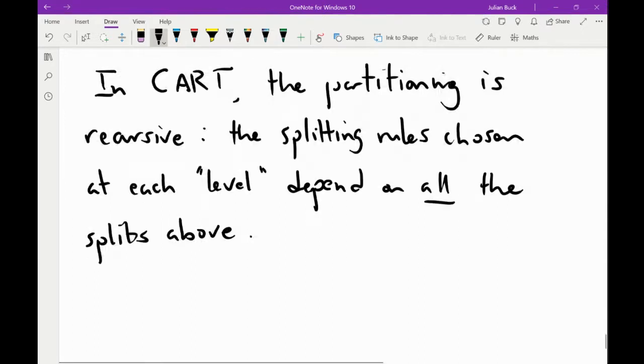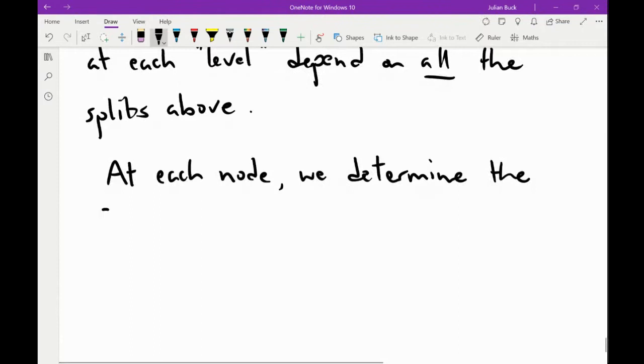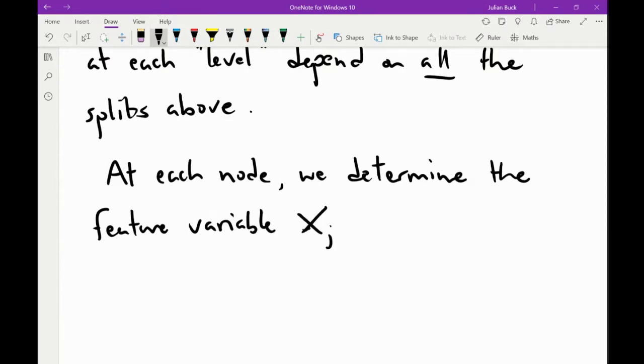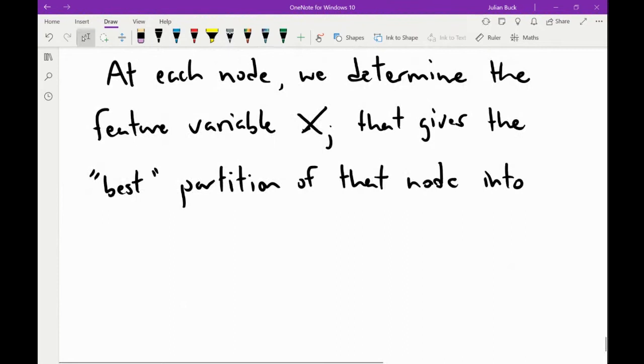Okay, so specifically, what's going on then? At each node, we determine the feature variable, let's just say for the moment that it's, say, xj for some j, that gives the "best" partition of that node into two disjoint regions, here disjoint meaning no overlap.